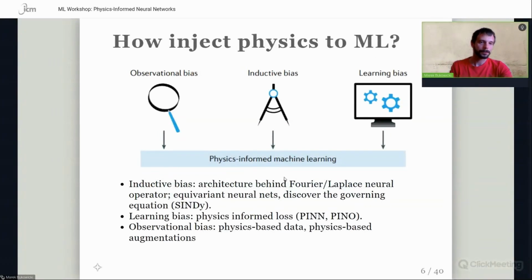And the last way we can make use of our physical knowledge about the system is learning bias, and it means that during the training phase we penalize not only the difference between approximated values and the real data, which is how you calculated the loss last week in the regression problem, but also how our solution violates the physical constraints.